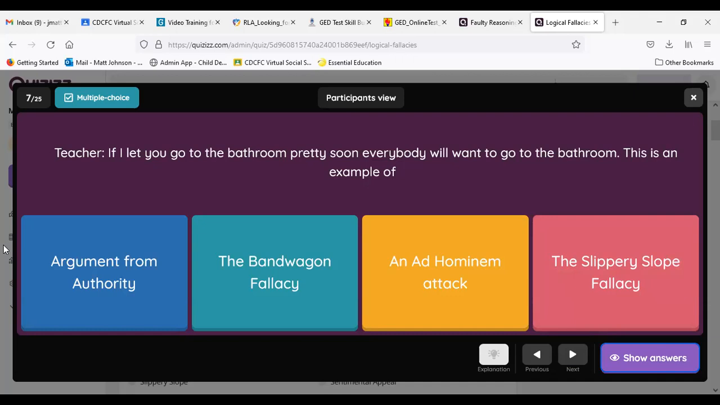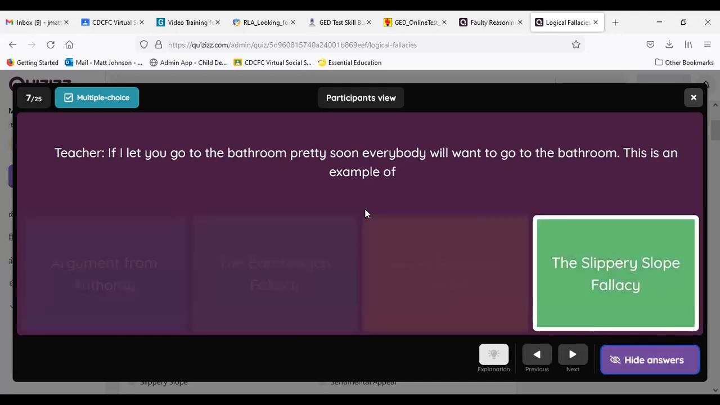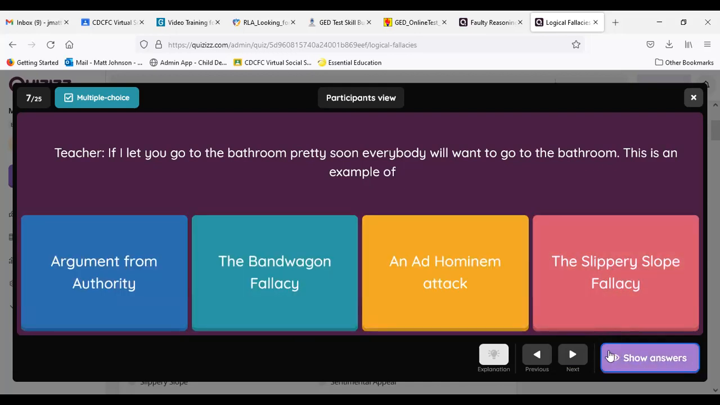So if I let you go to the bathroom, pretty soon everybody will want to go to the bathroom. This is an example of slippery slope, right? If I let one person do something, everybody will want to do it. So that idea, again, just going from one thing to another, it's a slippery slope. So hide the answers. Okay.